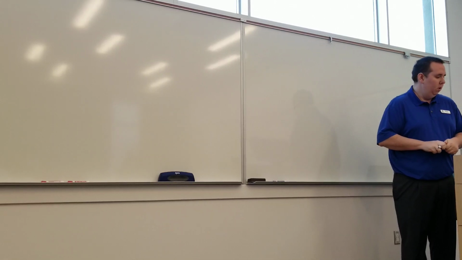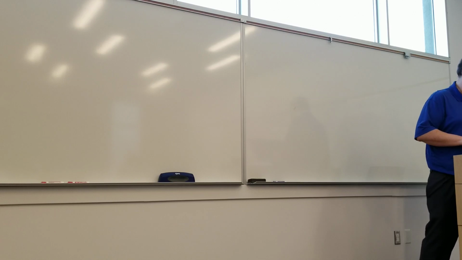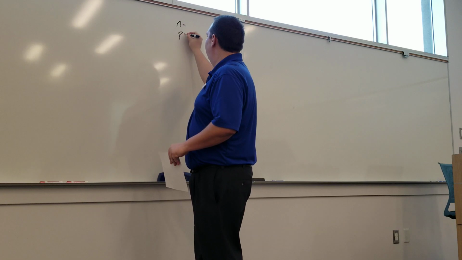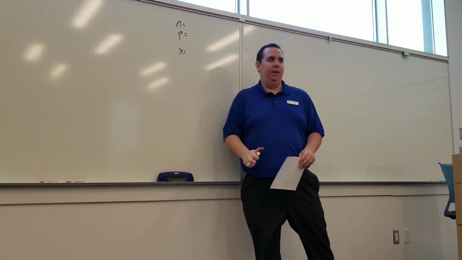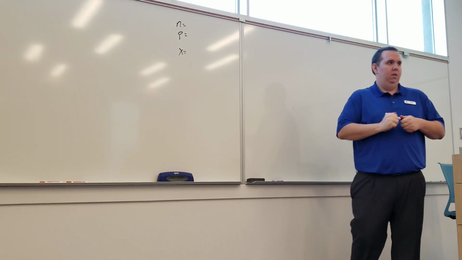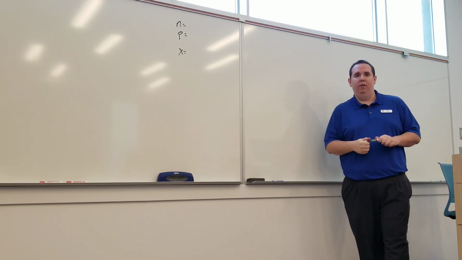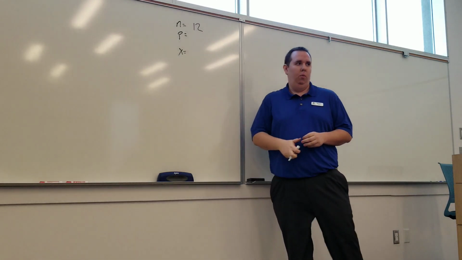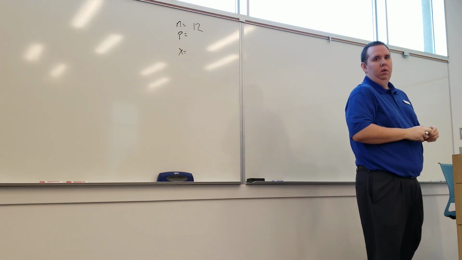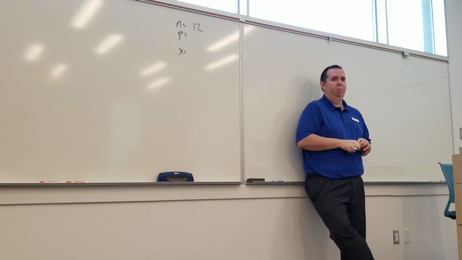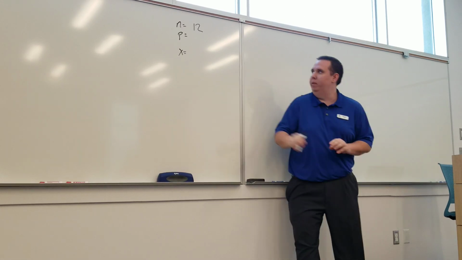So we have a formula for binomial distribution. We need to know N, P, and X. What does N stand for? Sample size. What's our sample size here? 12. Okay. What does P stand for? Probability, proportion, right? So what's our P here? 0.6.